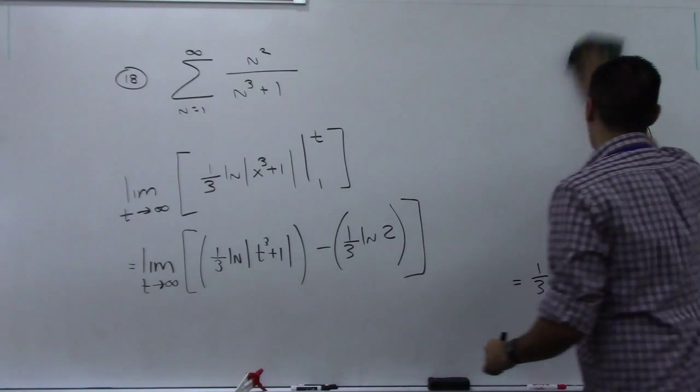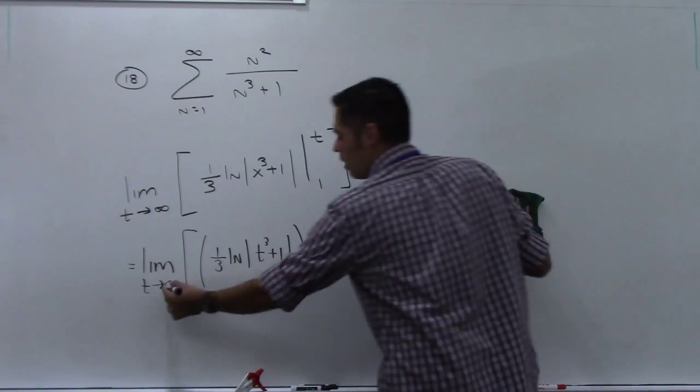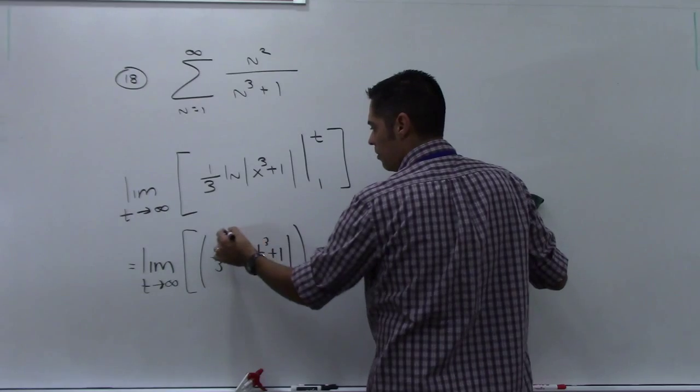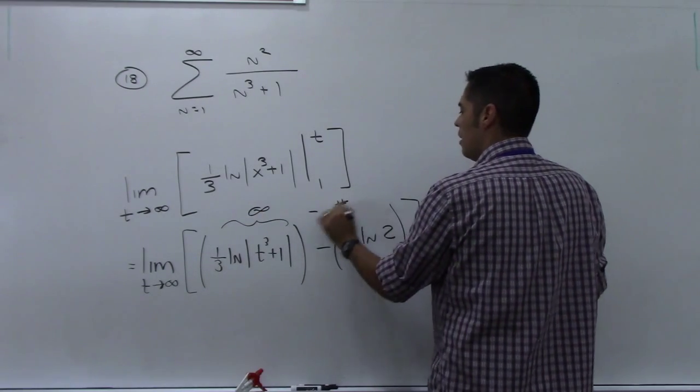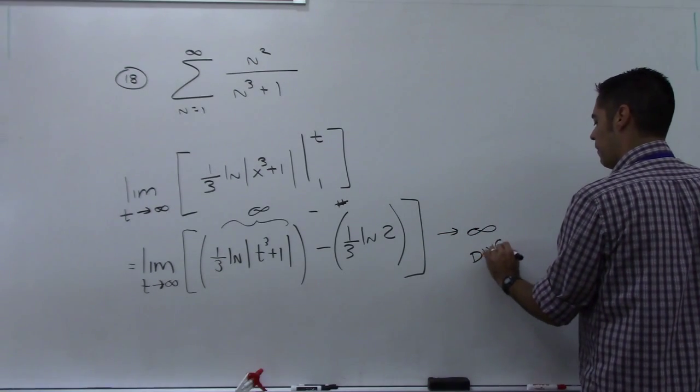And now let's let t go to infinity. If t goes to infinity, this is infinite. Natural log of infinity goes to infinity, times 1/3. So this whole thing goes to infinity minus whatever this number is. And that's going to go to infinity. And that means it diverges.